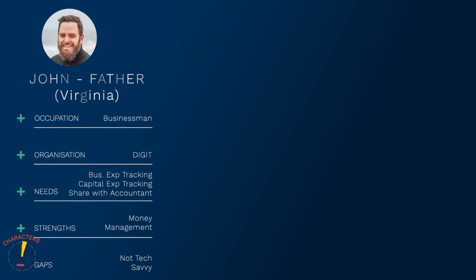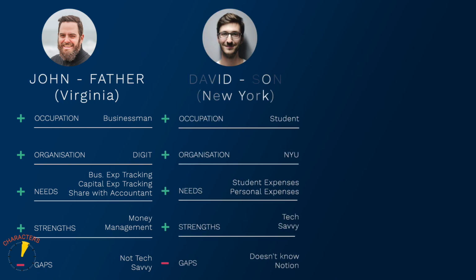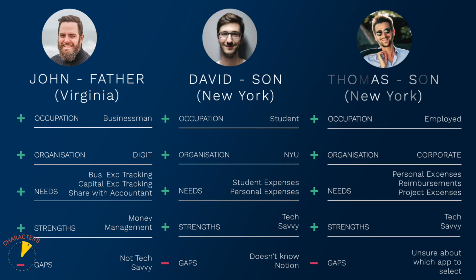This story has three main characters. John is a father of two boys, David and Thomas. John runs a computer store in Virginia called Digit, while Thomas has graduated from NYU and is working in New York. David is following in his brother's footsteps and still studying at NYU.